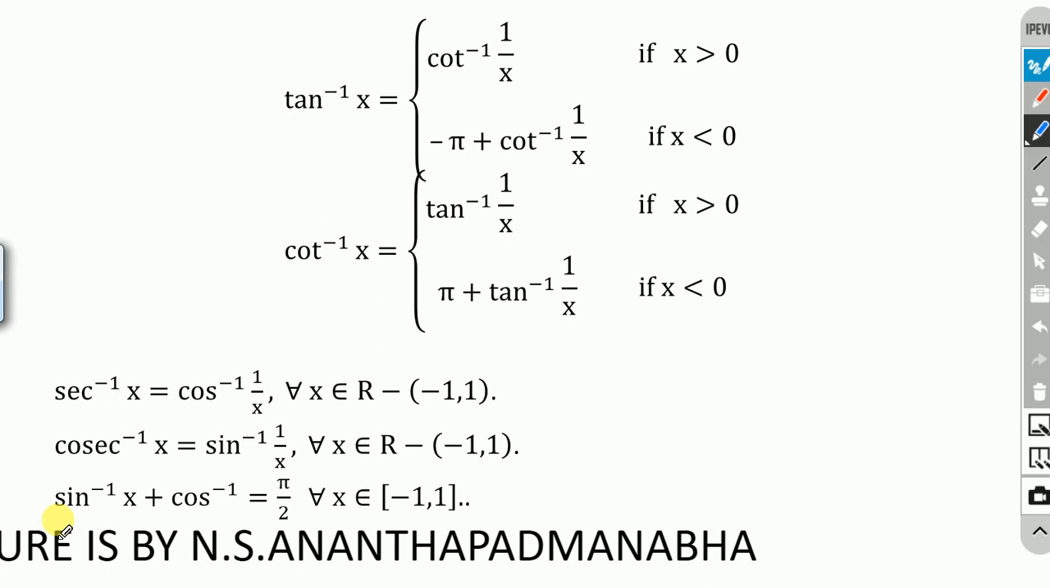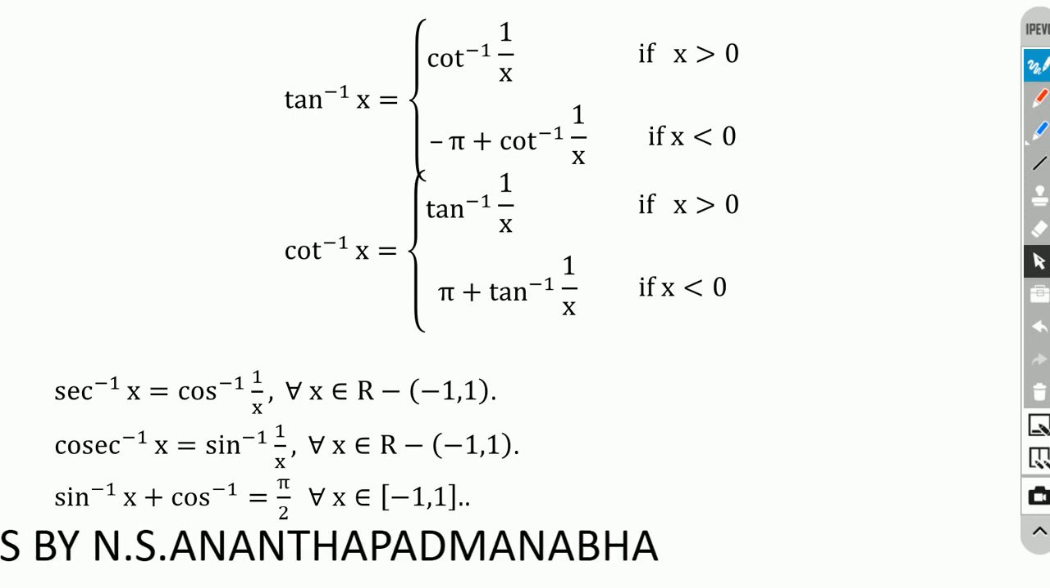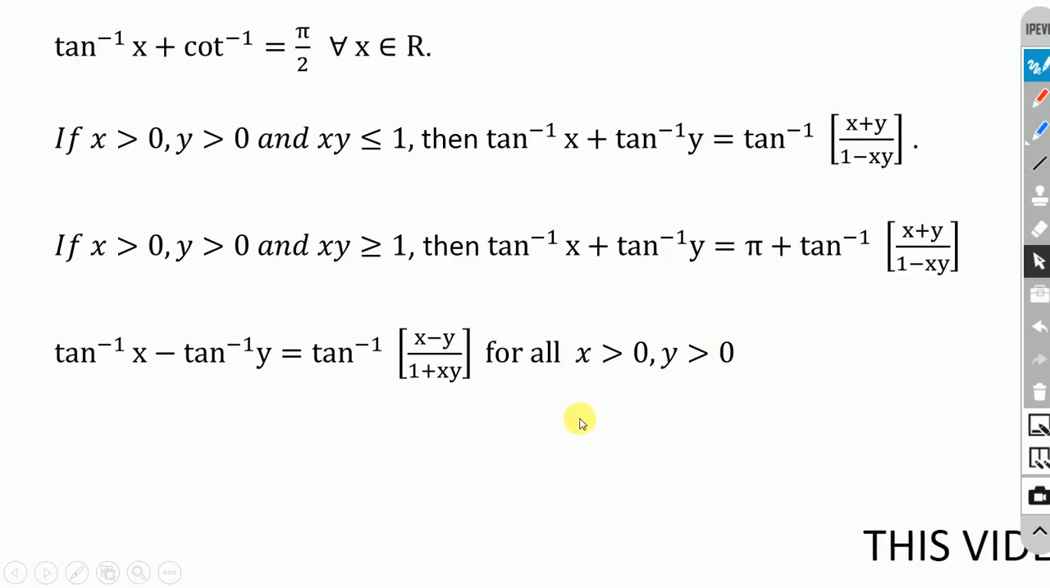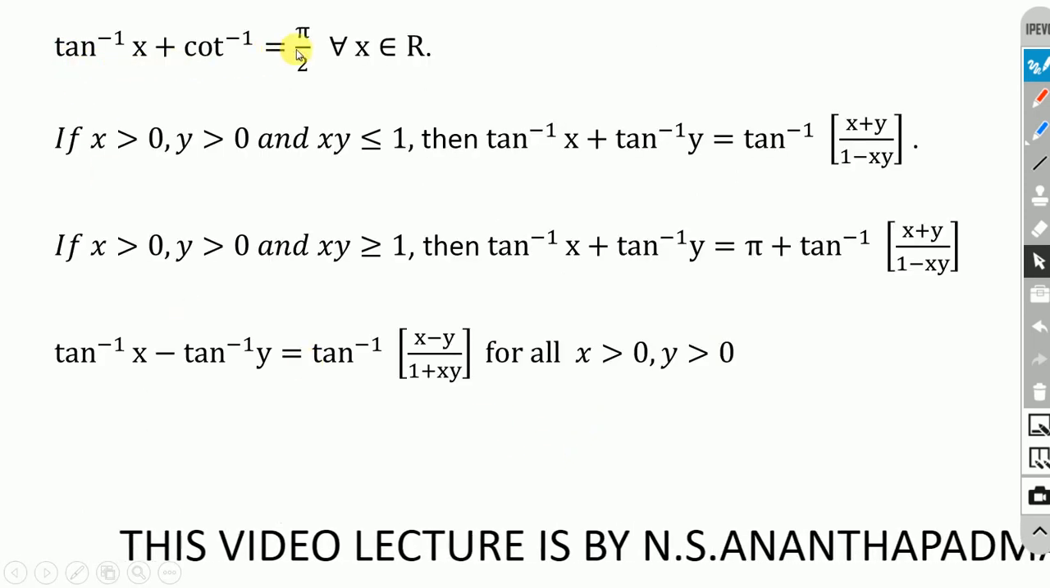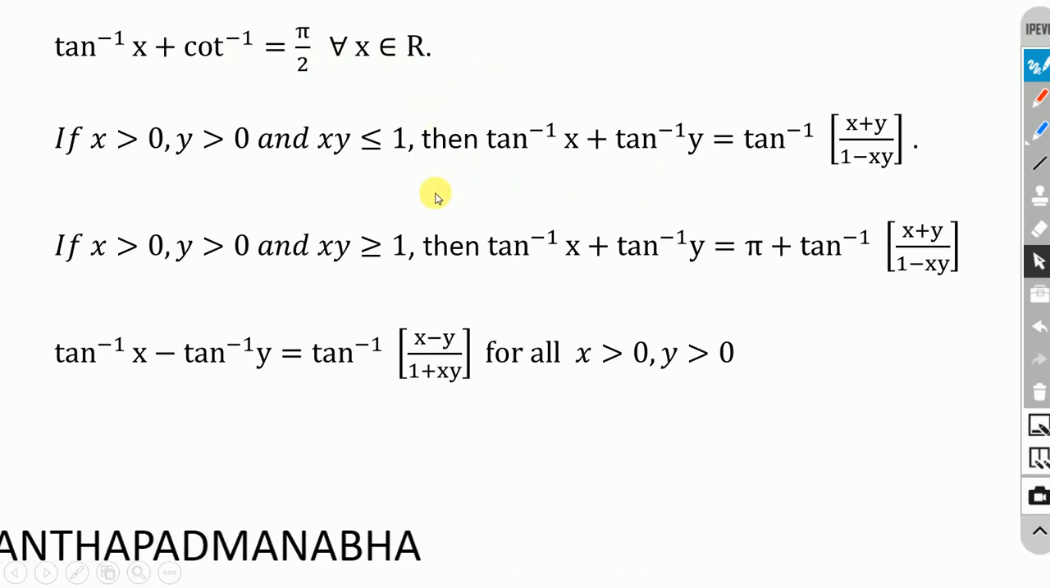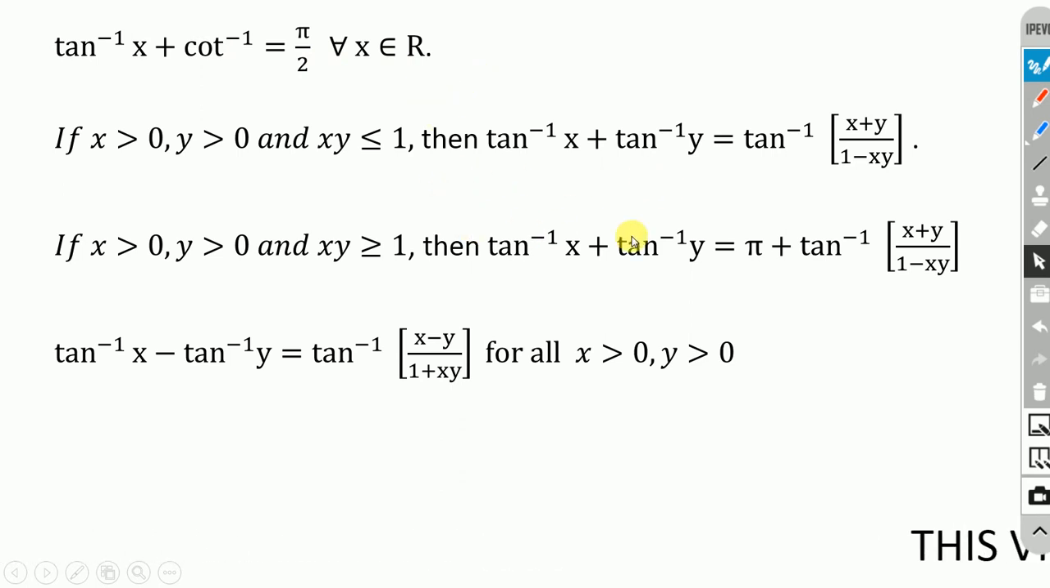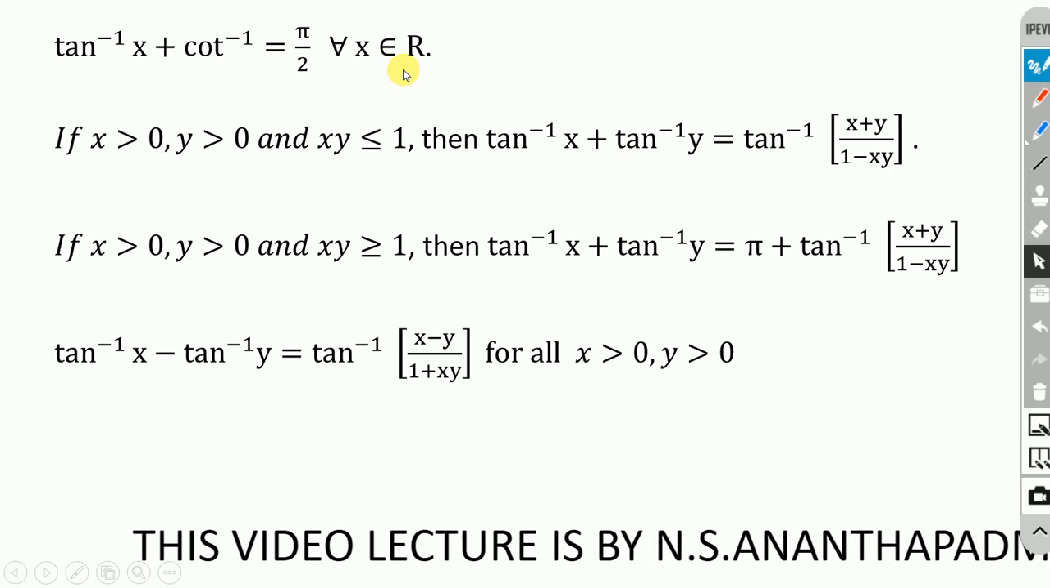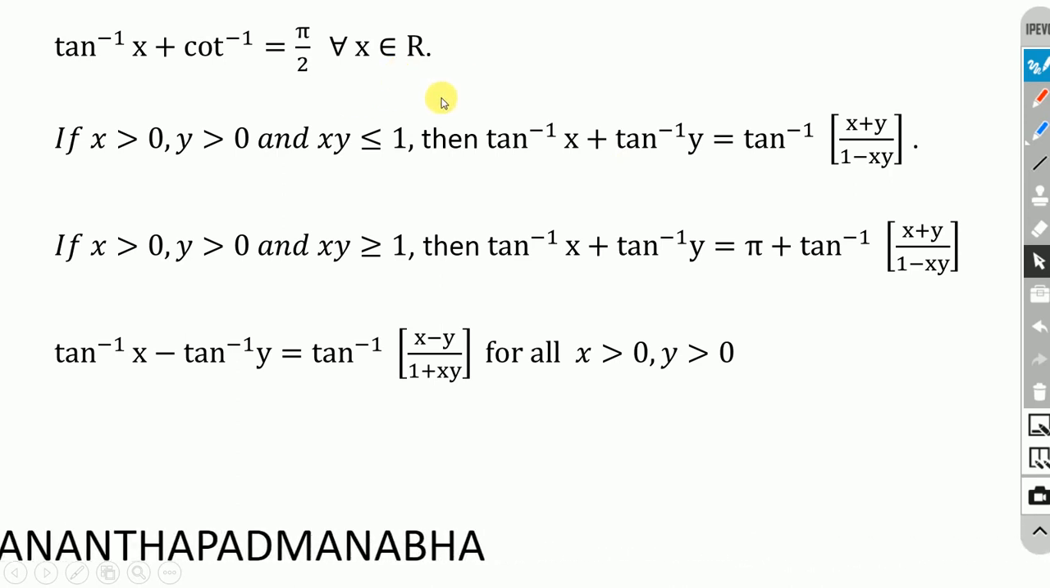Similarly, we have another important property: sin inverse x plus cos inverse x is equal to pi by 2 for all x belonging to the domain of the definition of sin inverse x and cos inverse x. Next, tan inverse x plus cot inverse x is equal to pi by 2, and we have one more property: secant inverse x plus cosecant inverse x is also equal to pi by 2.